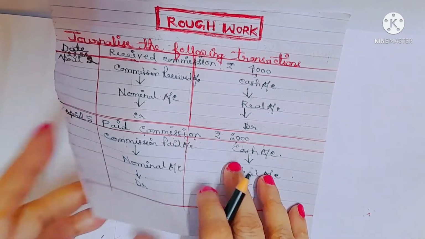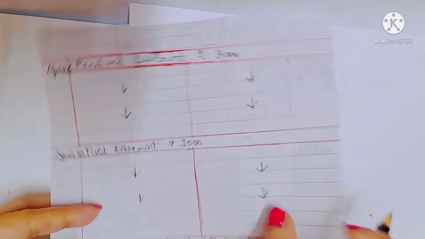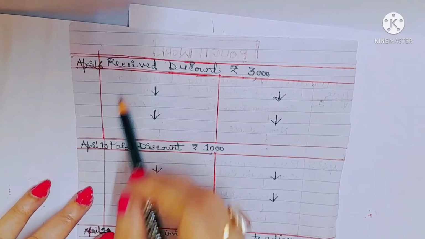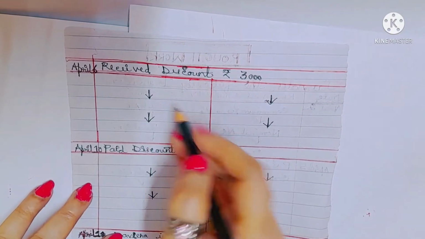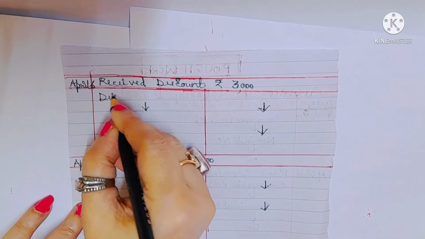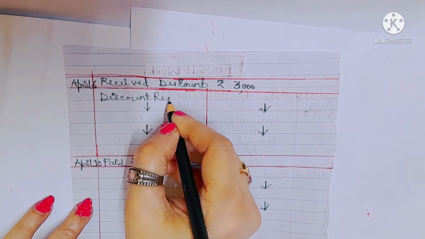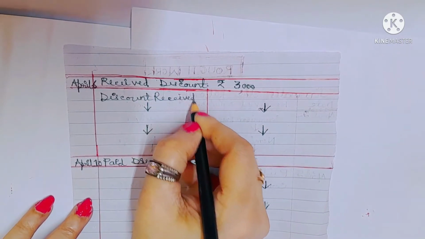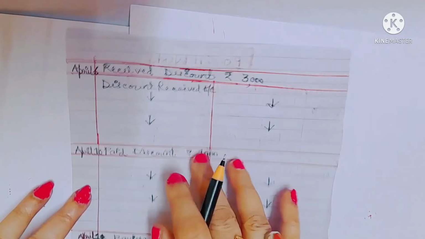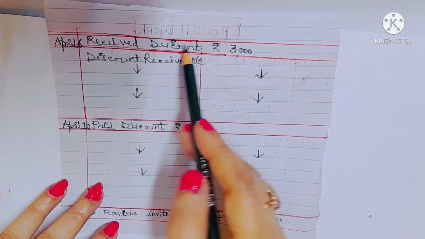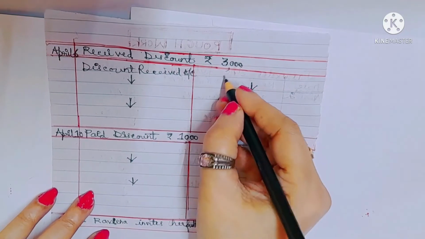Clear? So let's do the fourth transaction. 6th April, receive discount. So discount account, discount receive account, one will be discount receive account. What are the two accounts? First we got to identify. One will be discount receive account, another will be cash account.